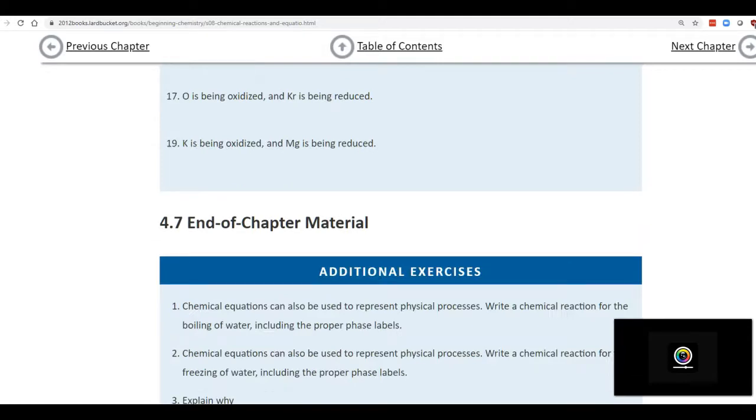And then here's the homework for you folks. This is where you'll find the homework questions and the answers for some of those questions.